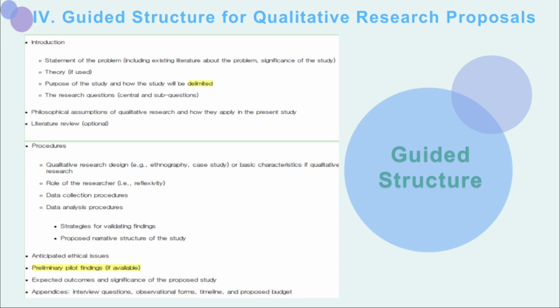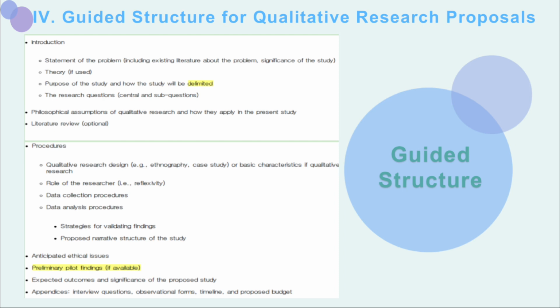3. Some might include a literature review, which is a background check on what has been studied before. 4. The procedures section tells us how the research will be done. This includes the type of research, the role of the person doing the research, how data will be gathered and analyzed, and how to make sure the findings are correct. 5. It's also crucial to think about ethical issues, or the right and wrong parts of doing research.